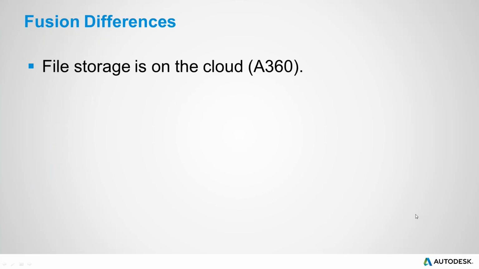All right, so we're close to done here. When I got started with Fusion, there were some things that I found to be pretty different than what I was used to with anything else. One of these is that the file storage is on the cloud. It's sitting on A360. As a result of this, there's no local storage. You can work offline, but the fact that the files are temporarily being stored locally is kind of hidden, and you don't really have access to that.